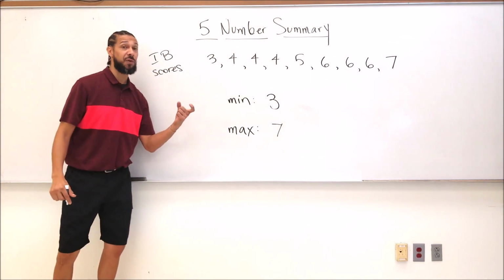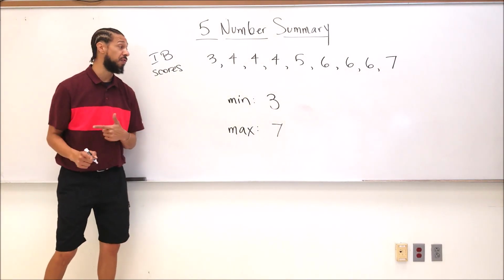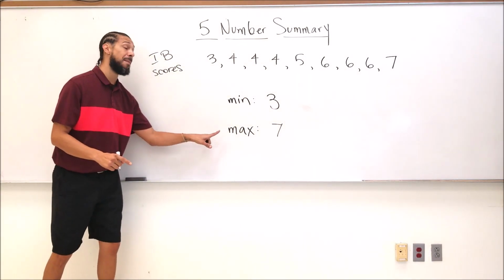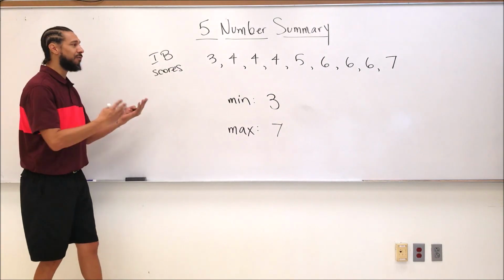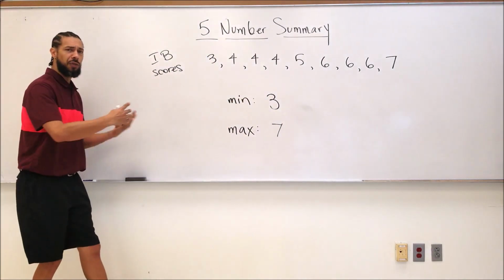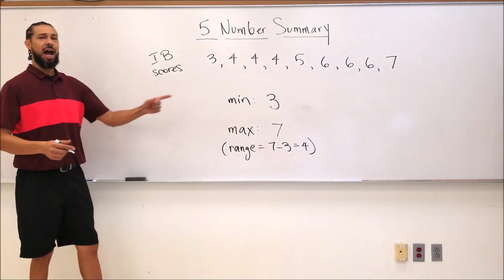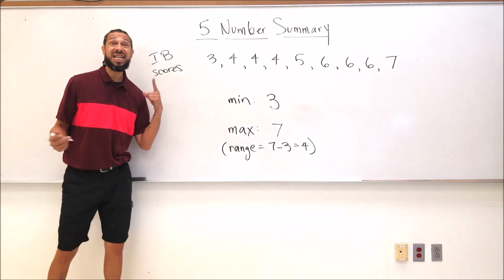Now, if you were asked for the range, the range isn't a part of the 5-number summary. However, the range is the maximum minus the minimum. How far do my numbers go? They go from 3 to 7. So the range here would be 4. Exactly right. Now, let's talk median next.